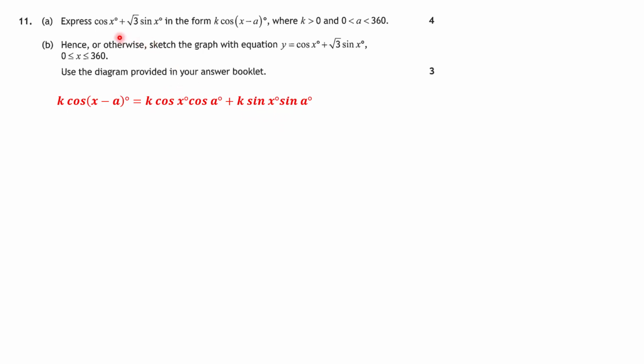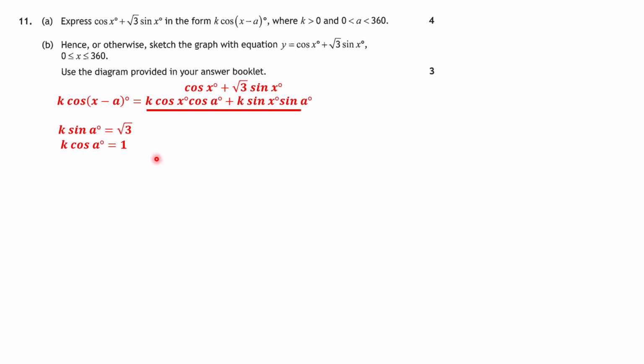Now we need to compare it with what we had, so let's just put that above it. So we're going to compare this line with the line underneath it. Cosine x there, so we've got k cosine alpha must be 1. And then here we've got sine x here, sine x there, so k sine alpha must be root 3. Okay, so that's what we write down. We say k sine alpha, I'll put the sine alpha first for a reason, is root 3, and then k cosine alpha is 1 because we've only got 1 times cosine x.